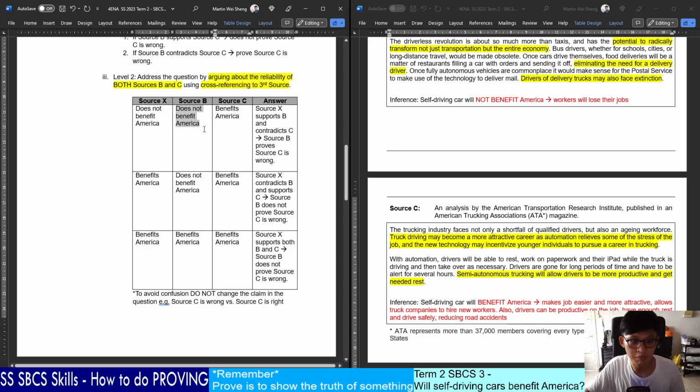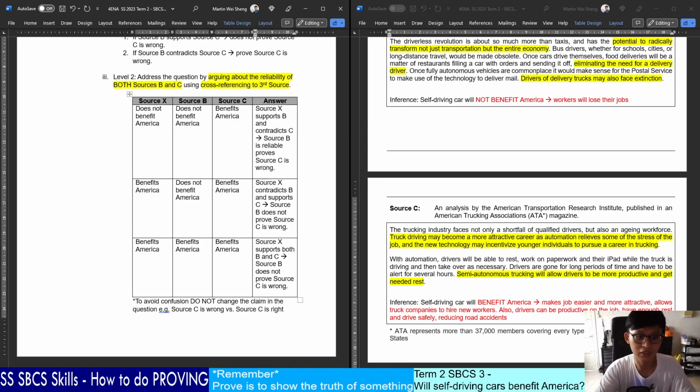If we look at the first combination, sources B and C contradict each other. Source B says it does not benefit, source C says it benefits. Now if the third source you cross-refer to supports source B, so X supports B, this means that B is correct. When B is correct, B is reliable, then it proves that C is wrong. So over here source X supports source B and contradicts source C. Source B is reliable and proves that source C is wrong.